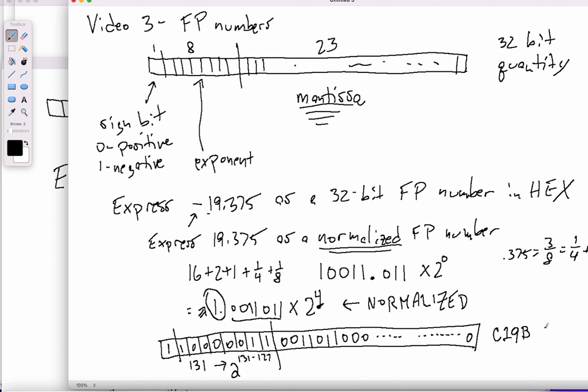Now this is 16 bits, 20 bits, 24, 28, 32. So this number right here, C19B0000, is minus 19.375 as a 32-bit floating point number in hex, just like that. Why don't we try another one?